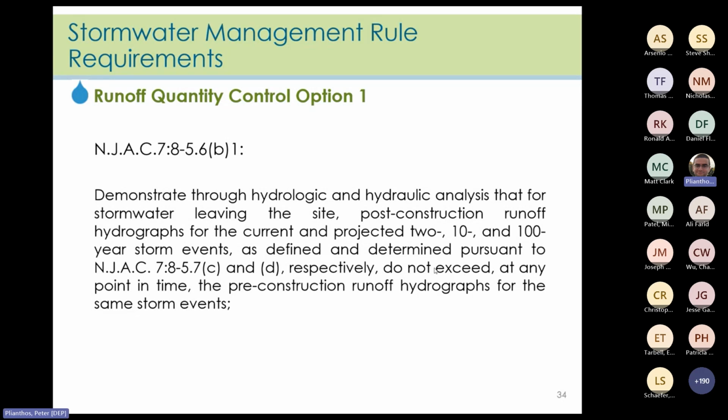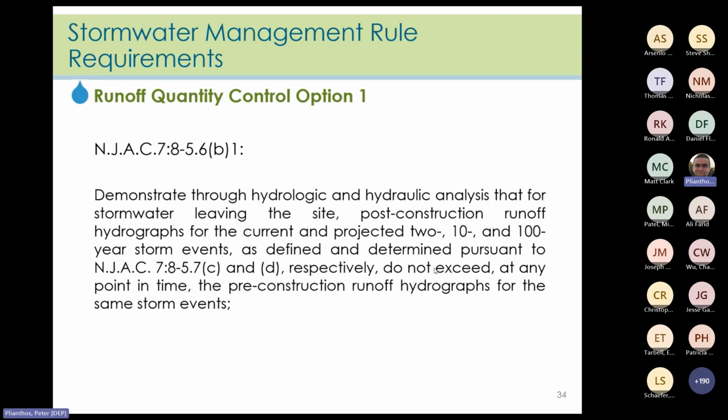So this is the text for the first runoff quantity control option. Note that the water droplet is the icon used in the BMP manual for this design and performance standard. In order to meet this quantity control option for a given design storm event, the post-construction runoff hydrographs for the current and projected 2, 10, and 100-year storm events must be bounded by and not cross at any point in time the pre-construction runoff hydrographs for these same storm events.